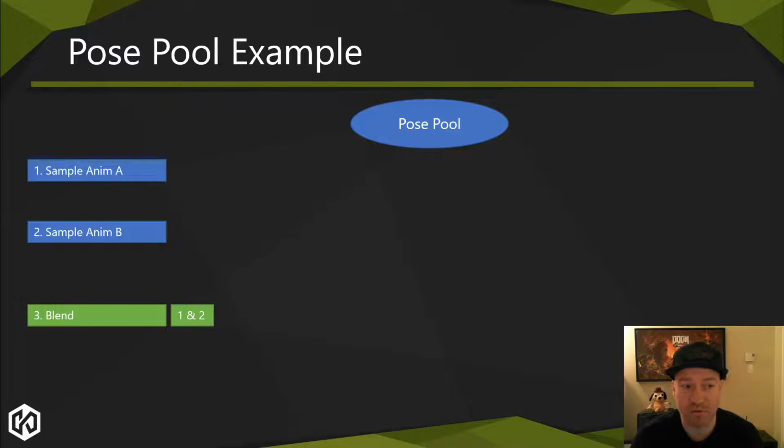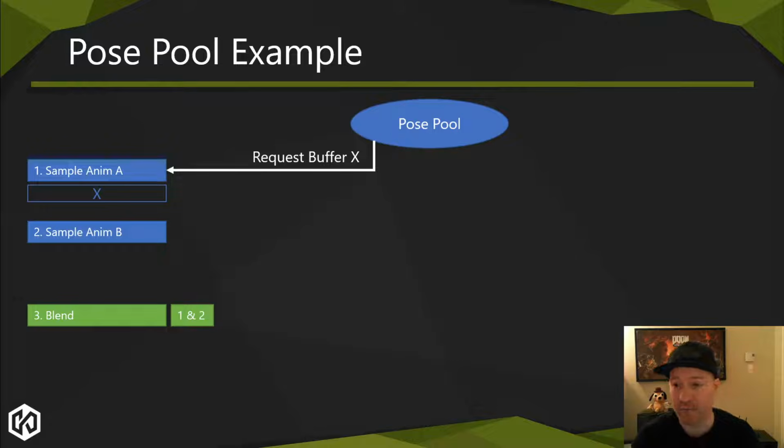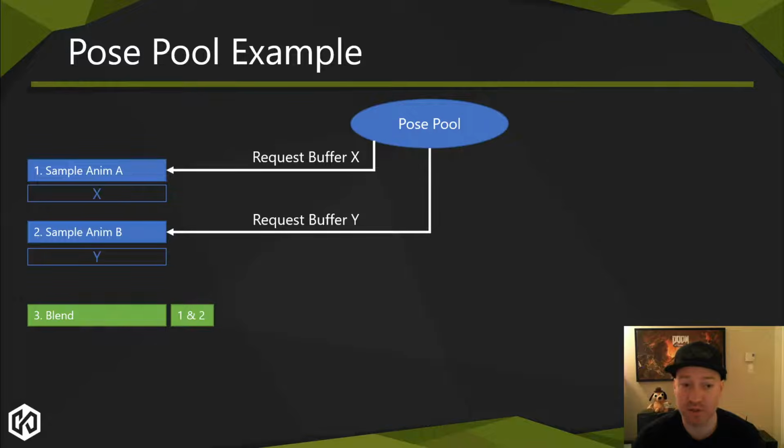So how does this work? Well, for example, take sample animation A with, again, a simple blend example. It'll say, hey, I need to sample an animation. Give me a buffer. It gives a buffer back. Cool. Sample B says, you know what? I need to sample an animation, so I need a buffer too. And it asks for a buffer.